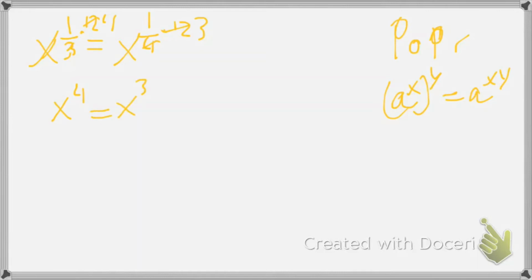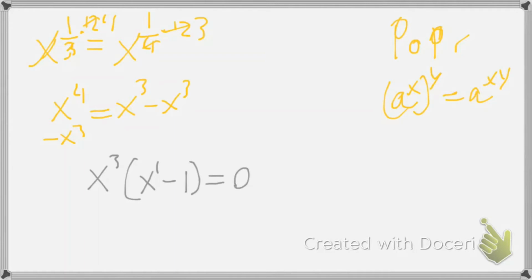Now we need to solve for x, so we bring this x to the power of 3 over. We subtract x to the power of 3 from both sides, and now we can factor. You can see that x to the power of 3 is common between both of these, and x to the power of 1 minus 1 equals 0.